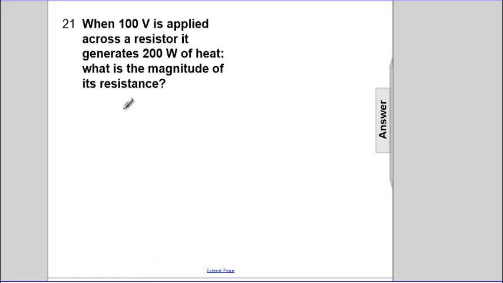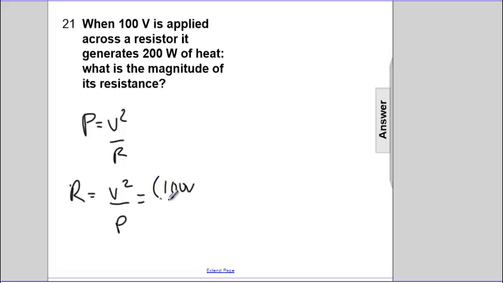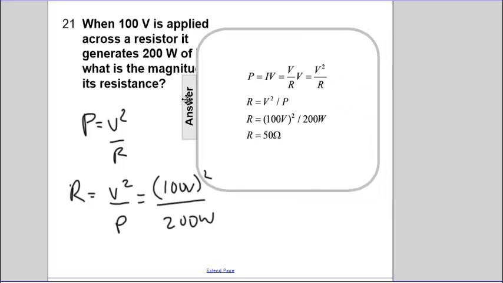And again, we'll solve the same problem. It's going to be the same equation, so I'll rewrite. Power is V squared over R. R will be V squared over P. Solving, the voltage is 100 volts squared divided by 200 watts. 100 squared, 100 times 100 divided by 200 will give us 50 ohms of resistance.